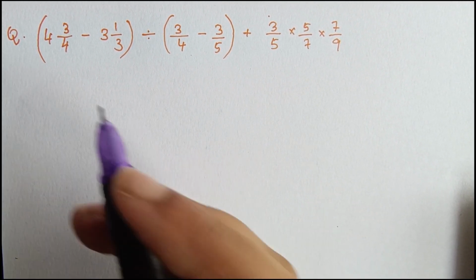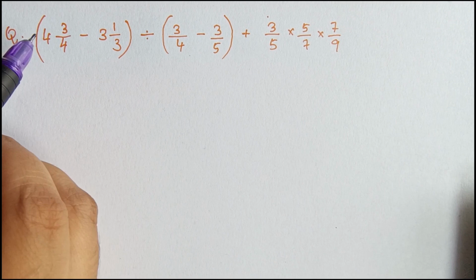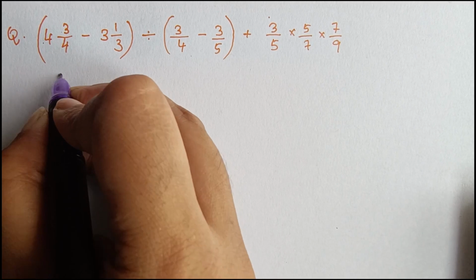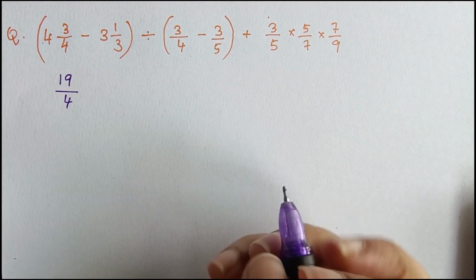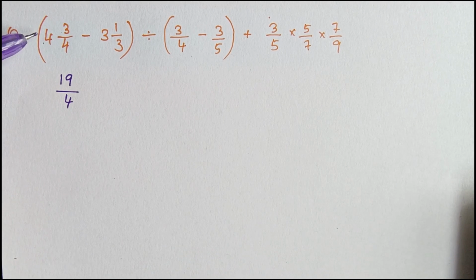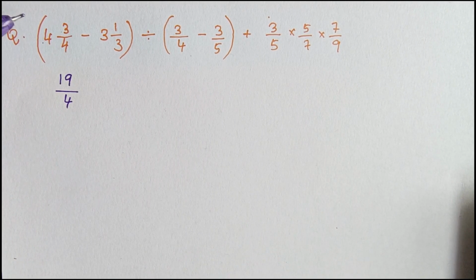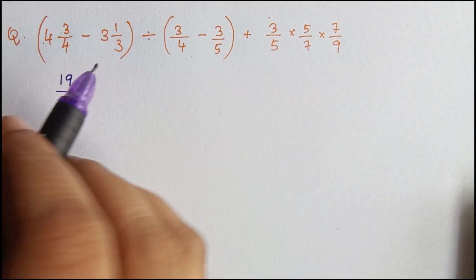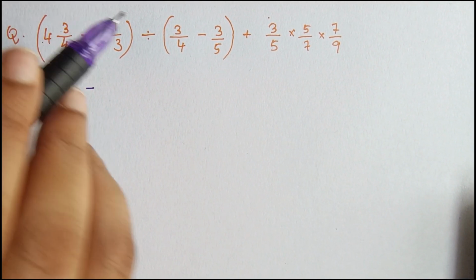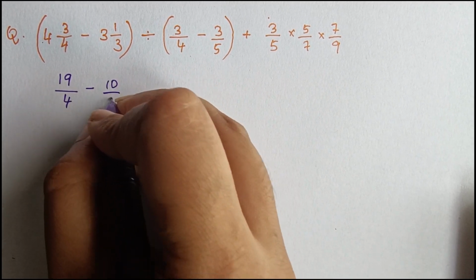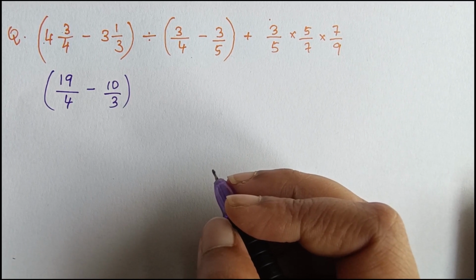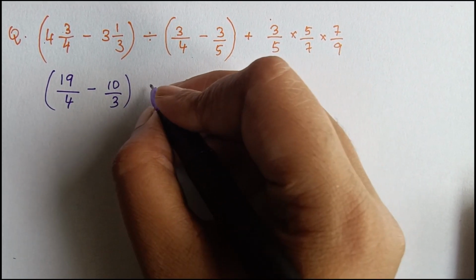So 4 3 by 4 we can convert it into improper fraction. How we will convert it? 4 into 4 is 16 plus 3, 19. So 19 by 4 is the improper fraction. First you will multiply the whole number and the denominator. 4 into 4 16 plus you add the numerator, so 19 divided by denominator remains the same. Similarly here 3 into 3 is 9 plus 1 is 10, so 10 by 3, so that the operations becomes easier when you convert the mixed fraction into an improper fraction.